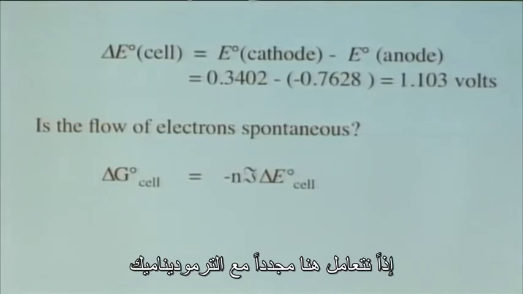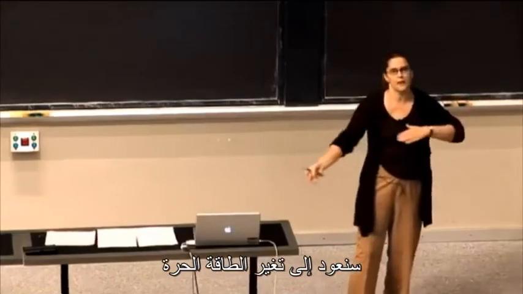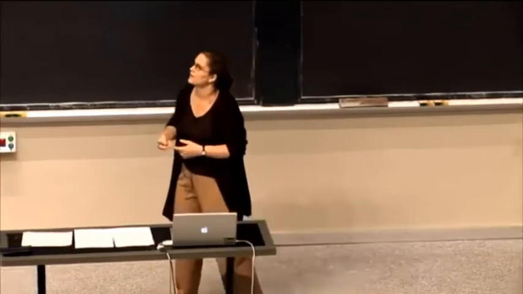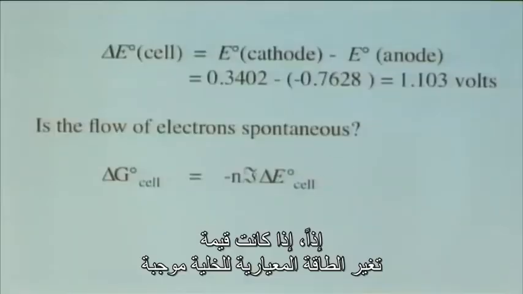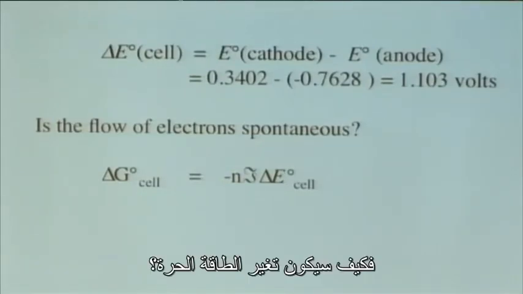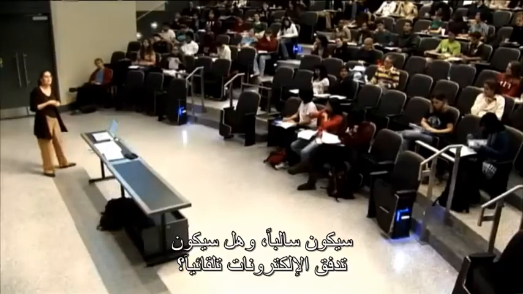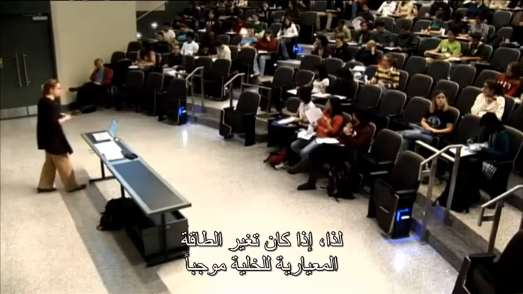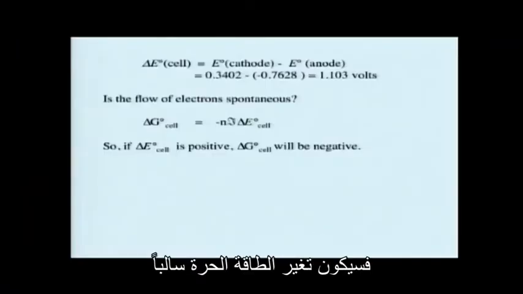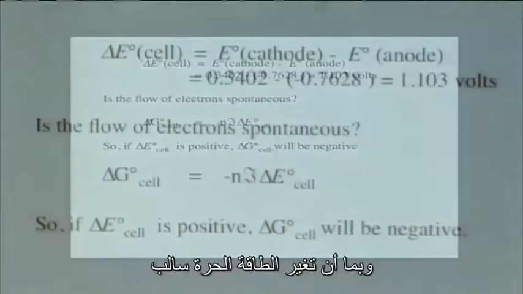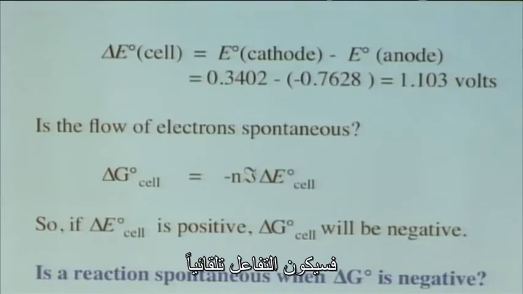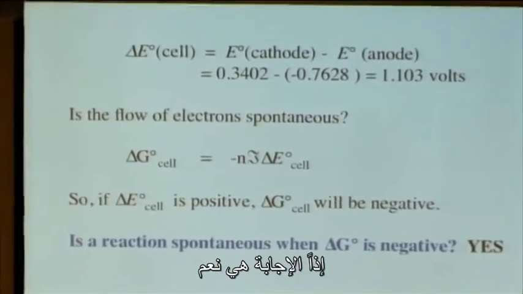So here, again, we're relating back to thermodynamics, back to delta G, and we're thinking about whether things are going to be spontaneous or not. So if we have a positive value for delta E naught of the cell, what's going to be true then for delta G? It'll be negative, and so will it be spontaneous? Yes. So if delta E naught is positive, delta G will be negative, and if delta G is negative, the reaction will in fact be spontaneous. So the answer then is yes.